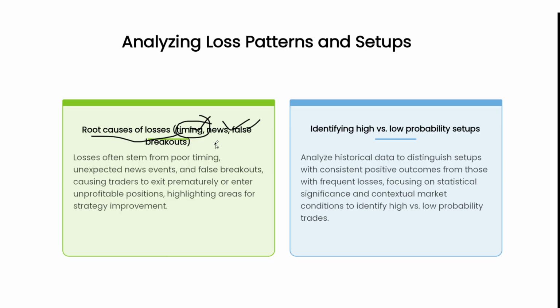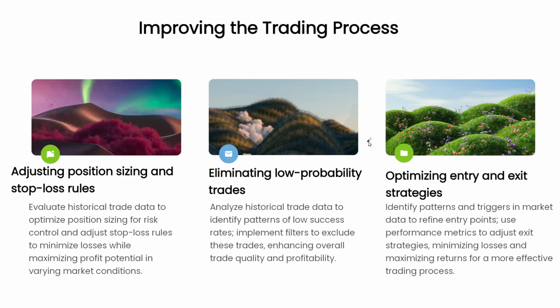Similarly with false breakouts, most of the indicators will give you a wrong signal. So you have to understand which indicators work pretty well in a false breakout. Once you have analyzed your trades, you can easily identify high and low probability setups. Once you have done this little homework, it will help in identifying which are my high probability trade setups and which are my low probability trade setups.